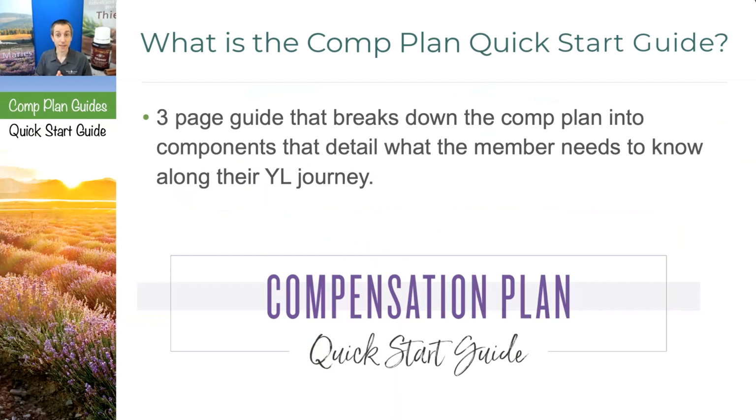So what is the Comp Plan Quick Start Guide? Well, it's a 3-page guide that breaks down the compensation plan into components that detail what you need to know at a particular point along your Young Living journey. It makes the compensation plan easier to learn so that you don't think you have to learn the whole thing at once, because you don't.